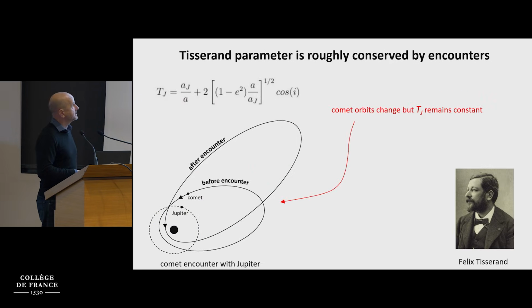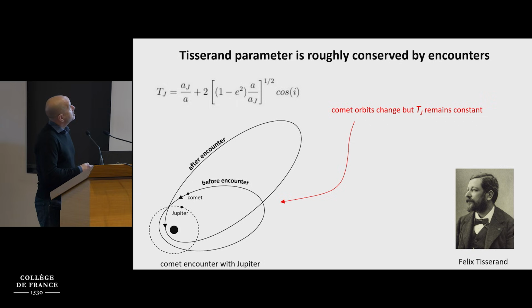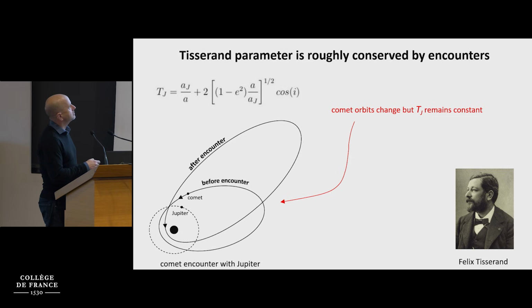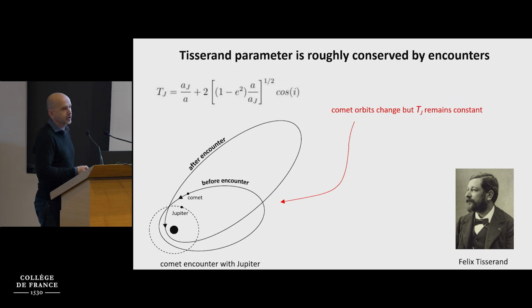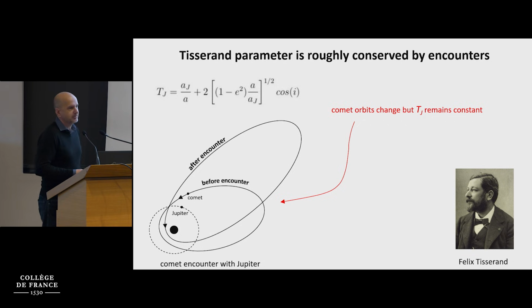So coming back to the Tisserand parameter, it is a parameter that is constant, that is preserved during planetary encounters. So here's an example. You have a comet before the encounter. It flies in, it feels the gravity of Jupiter, and is deflected onto a new orbit after the encounter. So Félix Tisserand realized you can have a comet that before the encounter had this orbit, and after the encounter this orbit.